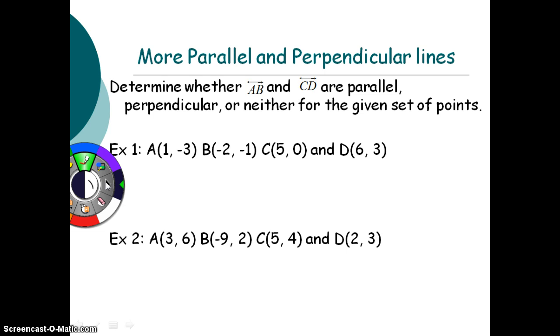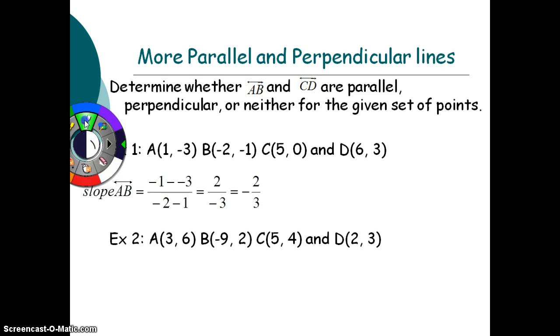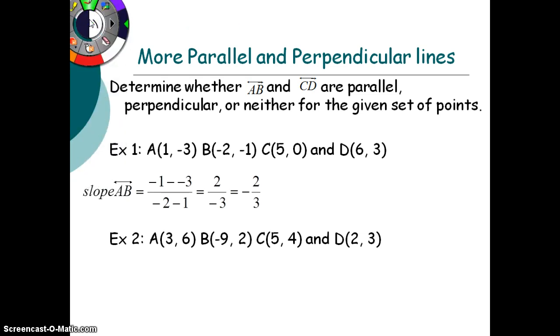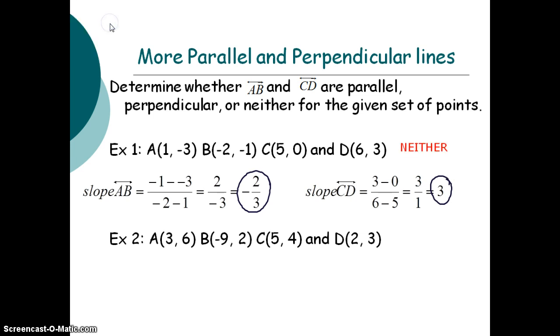For example 1, the slope of AB is going to be negative 2/3. The slope of CD is going to be 3. Since these don't have the same slope or opposite reciprocal slopes, our answer is going to be neither.